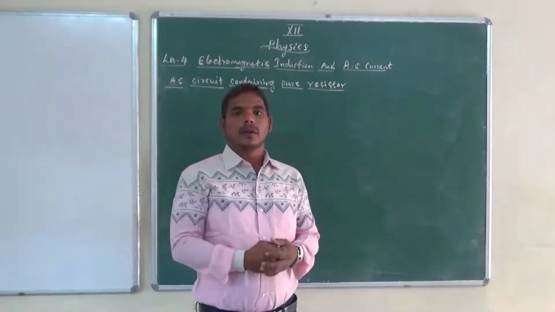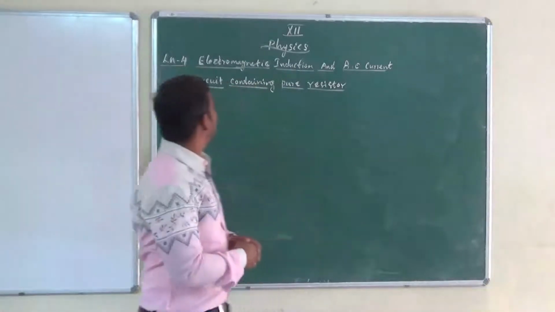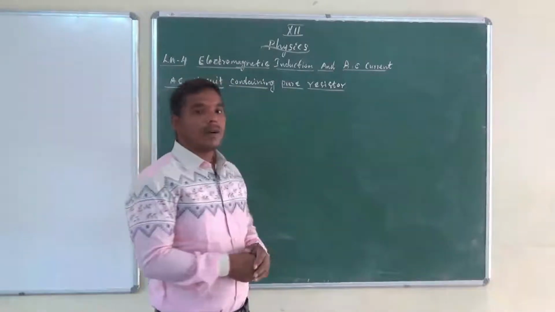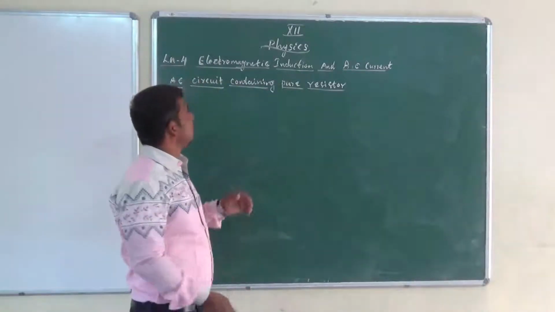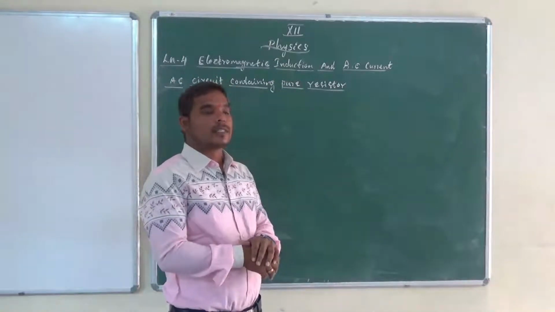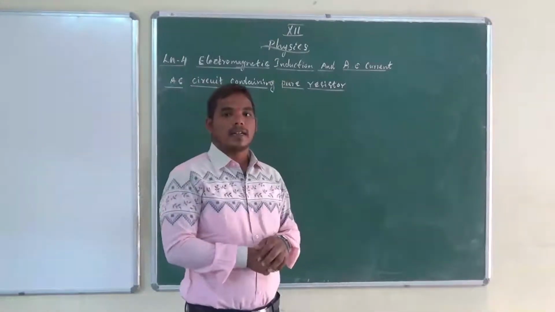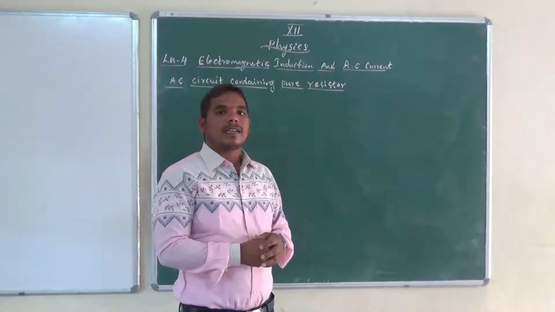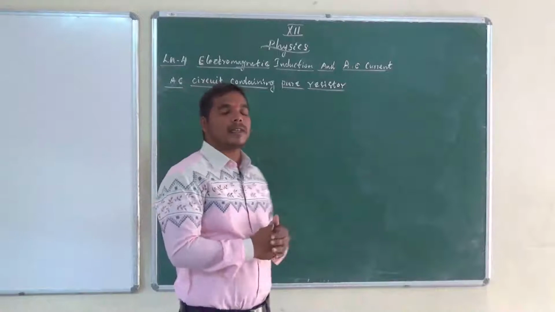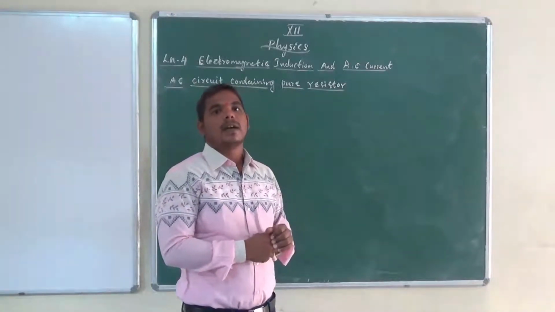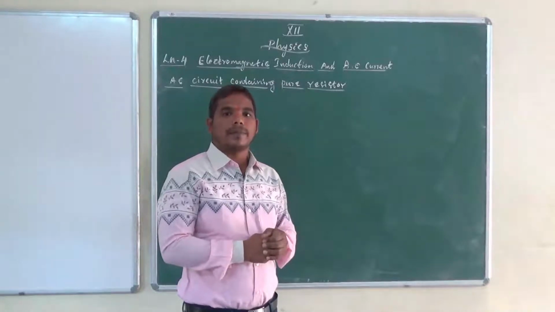Today we are going to learn lesson 4, electromagnetic induction and alternating current. In our previous class we completed electromagnetic induction, am I correct? So today we are going to discuss alternating current. Here alternating current means the current varies with respect to time. We will discuss later how that current varies with respect to time.